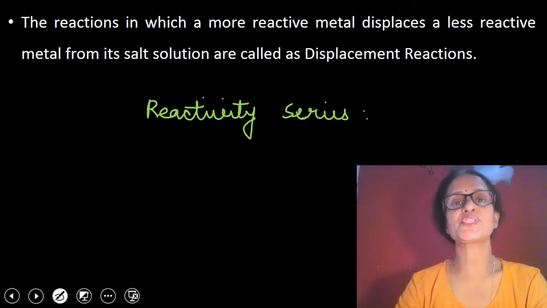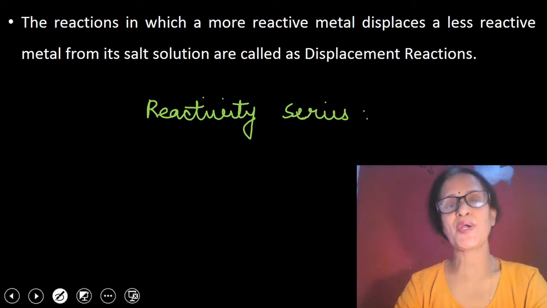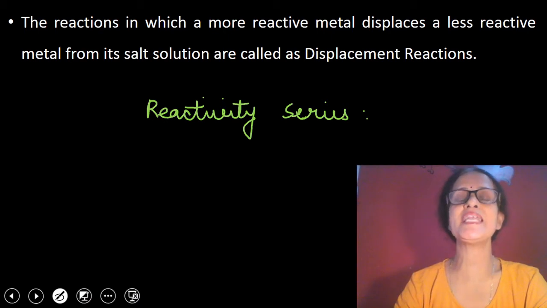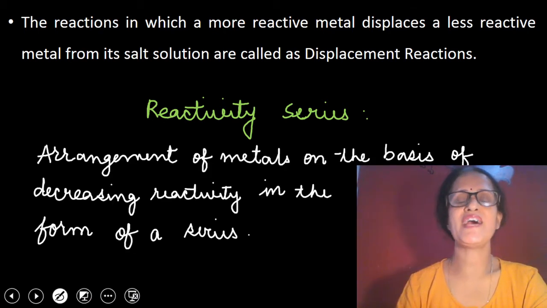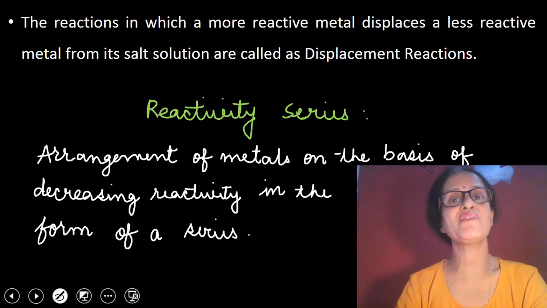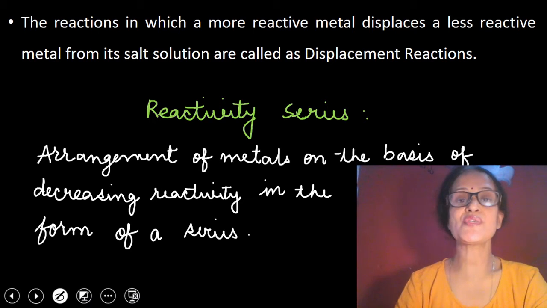So the metal which is placed at the top of the reactivity series will be most reactive, and the metal which is present at the bottom of the reactivity series will be least reactive. I will also tell you a very simple way to learn the whole reactivity series. You will never forget it and you will never commit a mistake. And I will also tell you how a question is asked in your board exams.